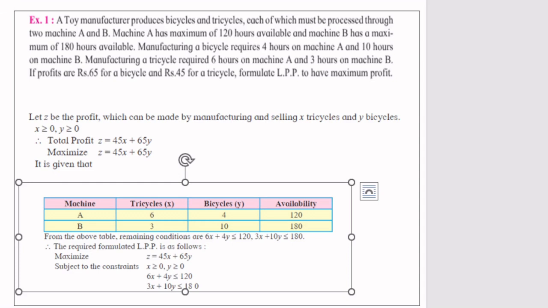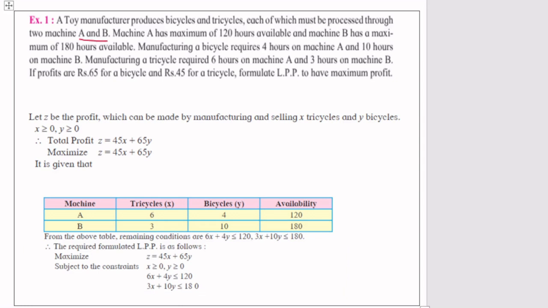A toy manufacturer produces bicycles and tricycles, each of which must be processed through two machines, A and B. Machine A has a maximum of 120 hours. Here comes the constraint: Machine A has 120 hours available, not more than that. Machine B has a maximum of 180 hours available. Right, that's a maximum thing. Manufacturing a bicycle requires 4 hours on machine A and 10 hours on machine B.